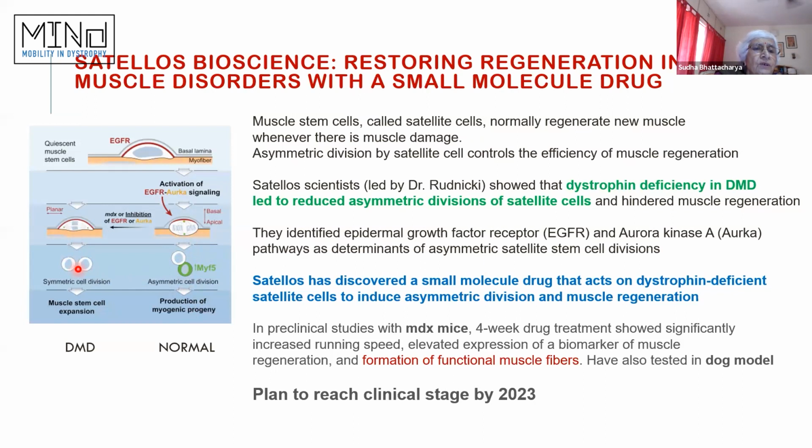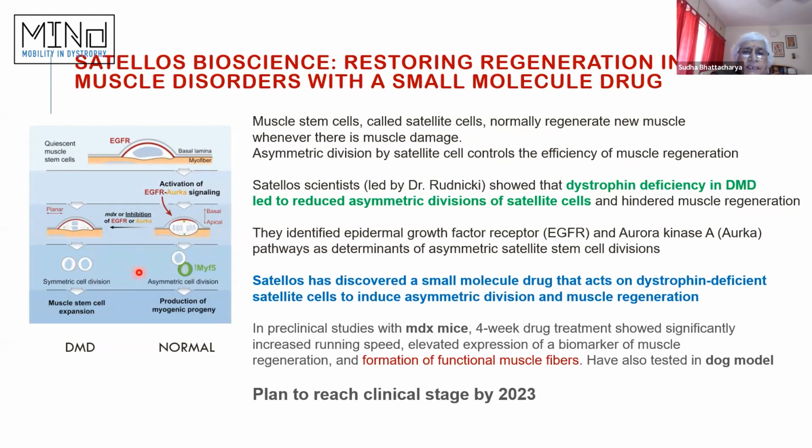Now in DMD, where dystrophin is not there, the satellite cell division is symmetric. Both the cells are more satellite cells. So when the satellite cell divides, it gives rise to more satellite cells, and this green one, which will get converted to muscle, is not formed. So that's the reason that muscle is not forming in DMD. This observation Dr. Rudnicki's lab made, and then they said, suppose in this DMD situation we can induce this asymmetric division, then what happens?